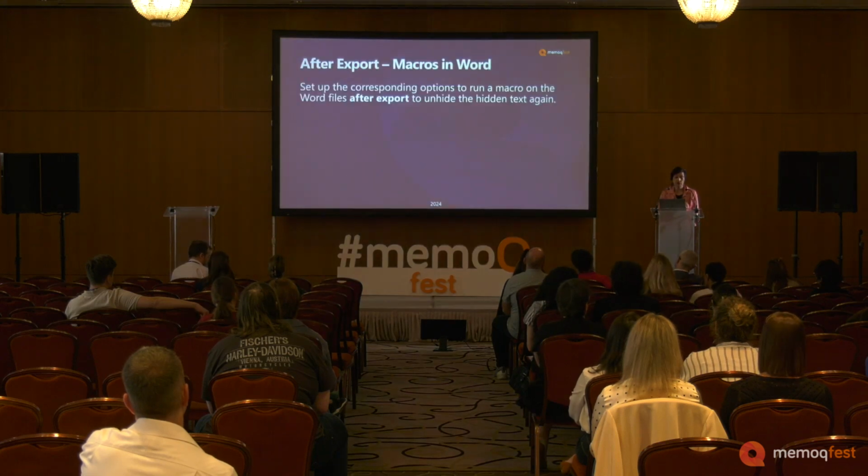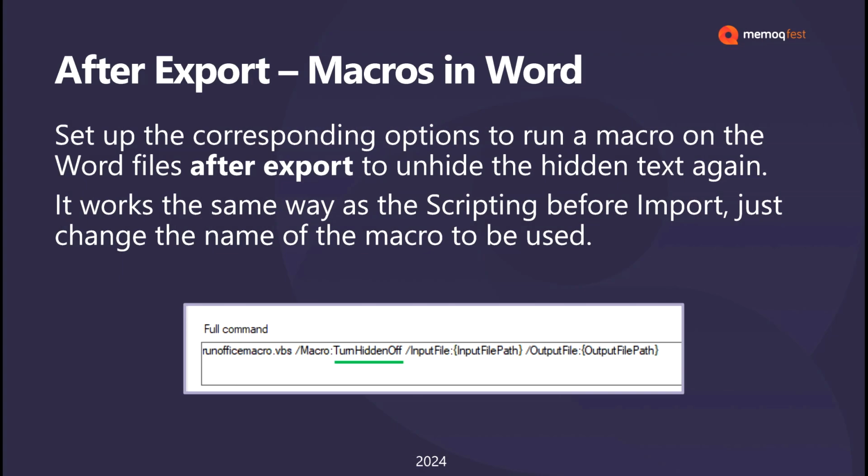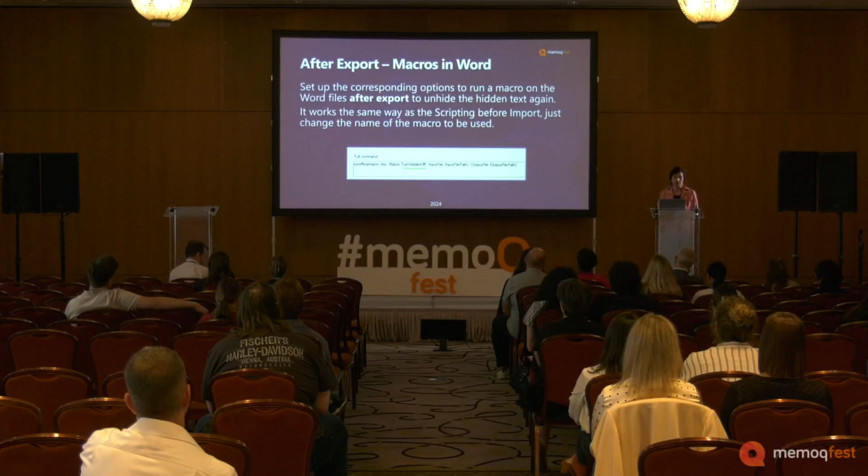After export, you would do the same thing. You would set up the same kind of connection between memoQ and Word, and just change the name of the macro that needs to run after translation. So unhiding everything so that the file then looks presentable again.